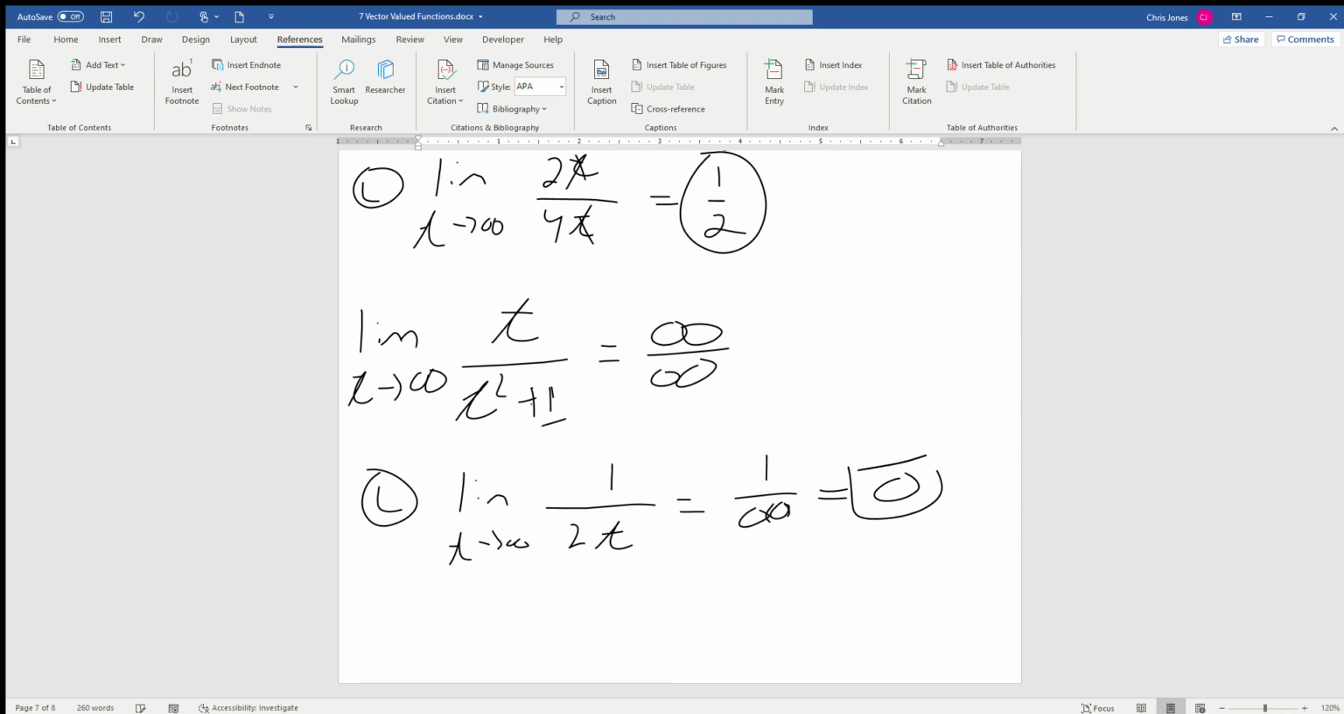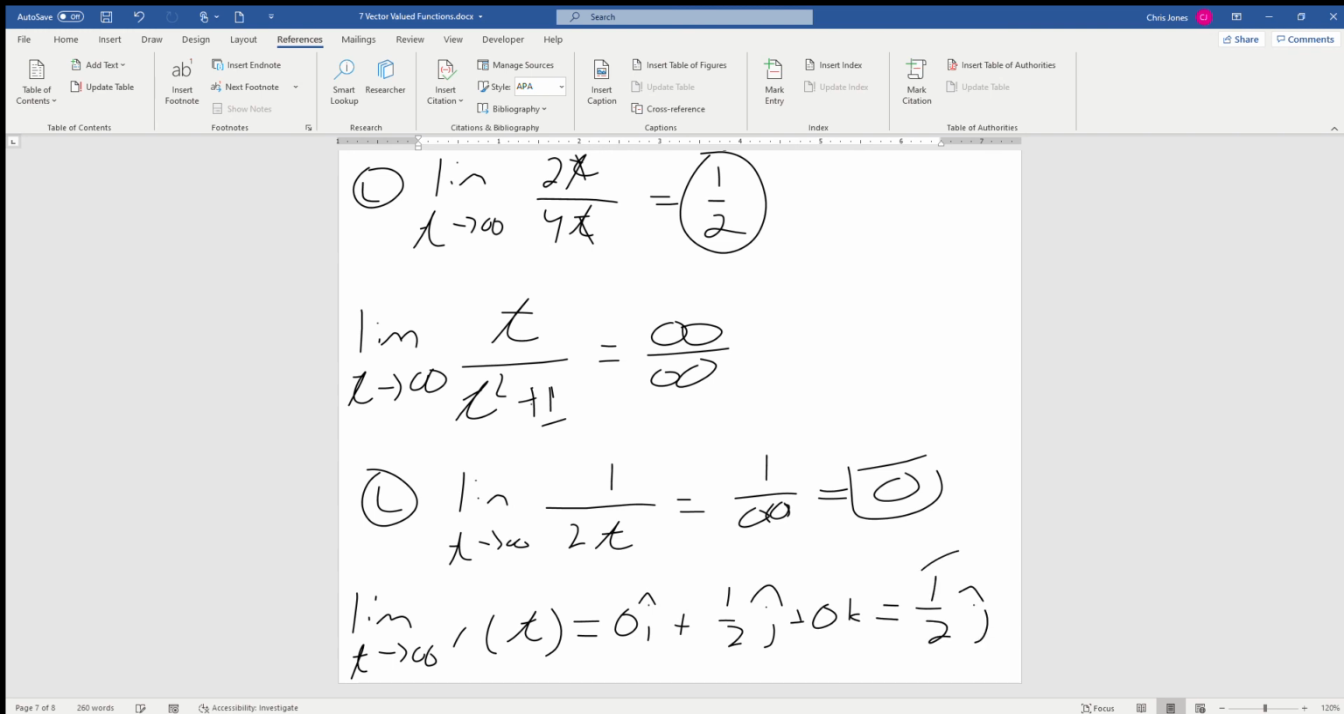All right. So after all of that, the limit as t approaches infinity of our function r of t is going to be 0i plus 1/2 j plus 0k, or just 1/2 j. So hopefully this is a good overview of how to go through and evaluate the limits of these vector valued functions. In the next series of videos, we're going to be taking a look at derivatives and integrals of vector valued functions.